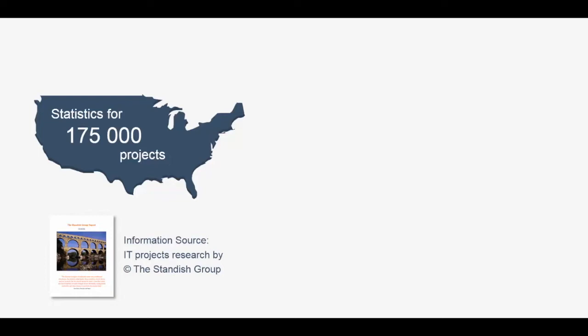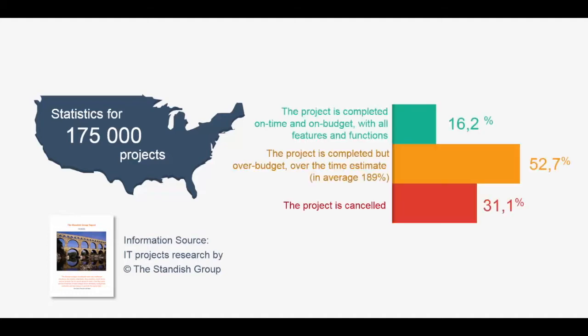Let's start with the statistics. The Standish Group conducted research on 175,000 projects in the United States and surprisingly discovered that only 16.2% of them were implemented within the stated deadline and the budget. The rest had excess expenditure or were even cancelled. It is all connected with how we plan our work.